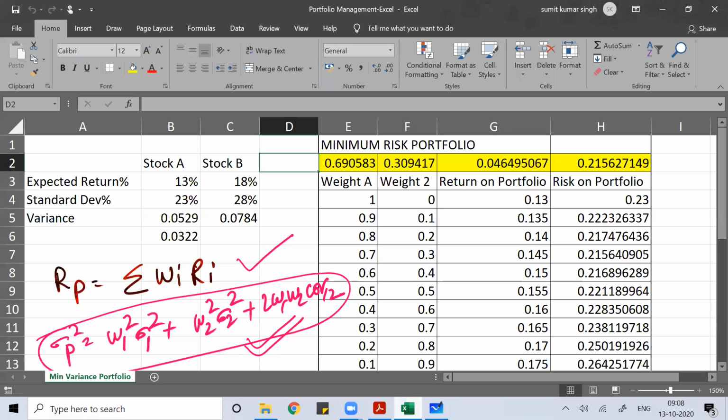If you remember, in the previous class we were discussing the minimum risk portfolio. The minimum risk portfolio is one of the concepts from which you can definitely expect a question in the exam.